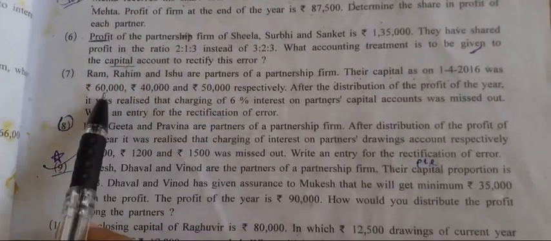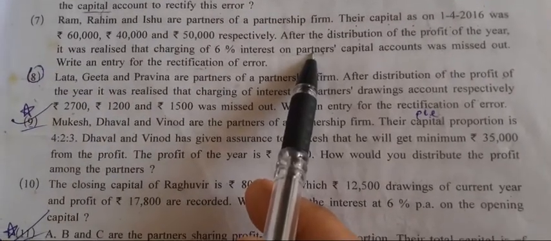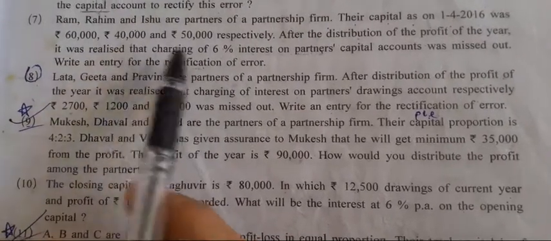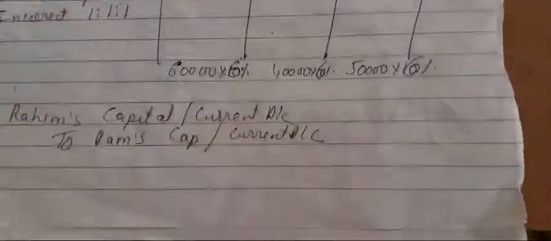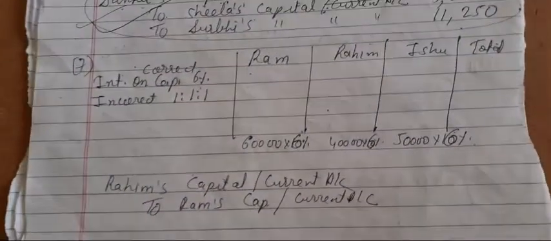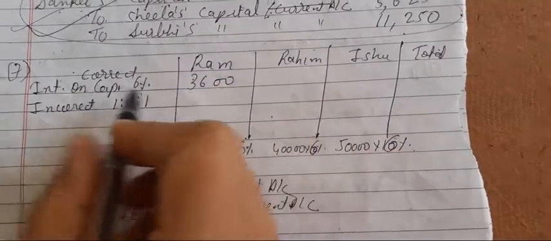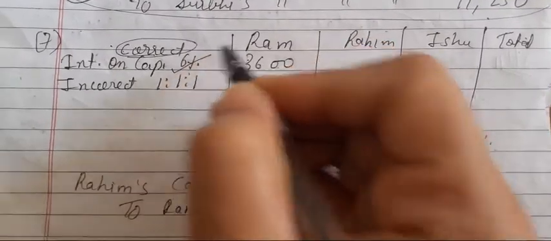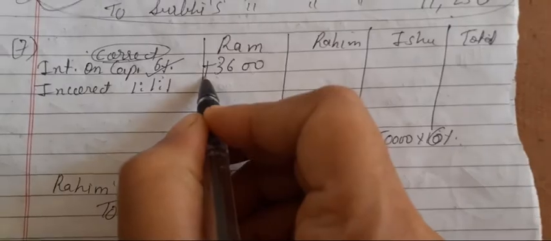So let's see, students. First of all, the first step here is to find the interest on partners' capital. So for 60,000 you are going to write 6% interest on capital, for 40,000 6%, and for the 50,000 also 6%. Let us see, 60,000 at 6% is how much? 6 sixes are 36, so 3,600. This was the correct one. Again I am repeating, students, this is the correct interest on capital which they have missed out, and here you are going to put the plus sign for interest on capital.